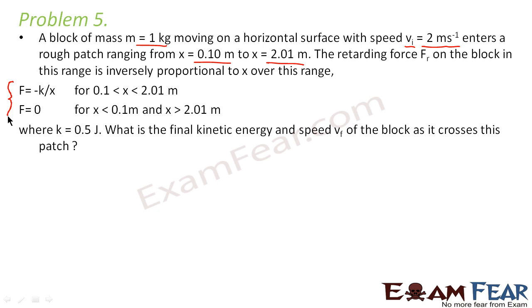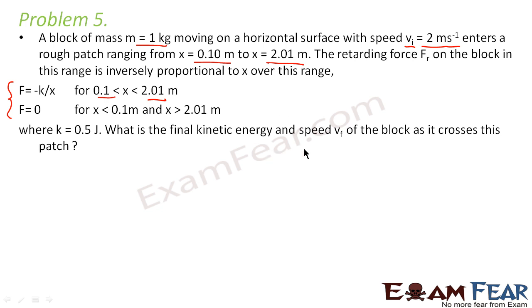That means the retarding force varies in this fashion. It is equal to minus k by x if x lies in this range. If x is less than this value or greater than this value, the retarding force is 0, where k is equal to 0.5 joules. What is the final kinetic energy and speed of the block as it crosses this patch?